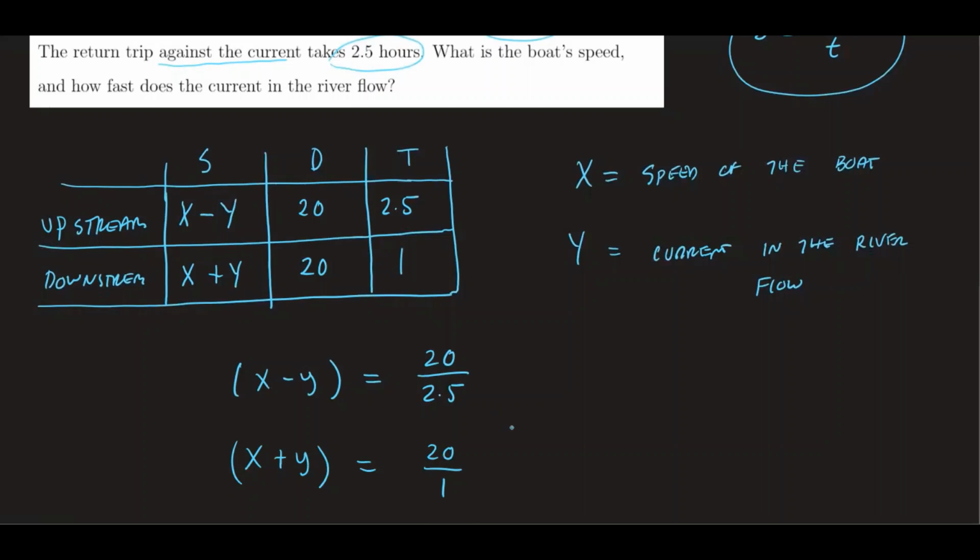Now I can make this look nicer by multiplying the first equation by 2.5, or you can just do the division. 20 divided by 2.5 is simply 8. So we have x minus y is equal to 8. And the second one is already nice: x plus y is equal to 20. So there you have your system of equations. And now the idea is to solve for the speed of the boat and the current in the river.